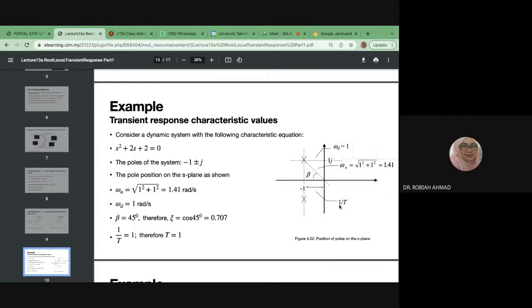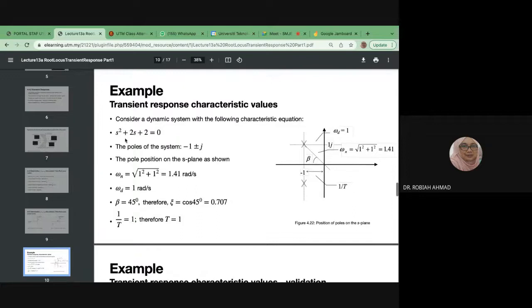Okay. So sebagai contoh, okay, so let us look at this example on the transient response characteristic of a dynamic system. So dia ada characteristic equations dia, maknanya meaning that the poles of the system, let's say we have s square plus 2s plus 2, so the poles of the system are -1 plus j and -1 minus j. So kita ada dua poles.